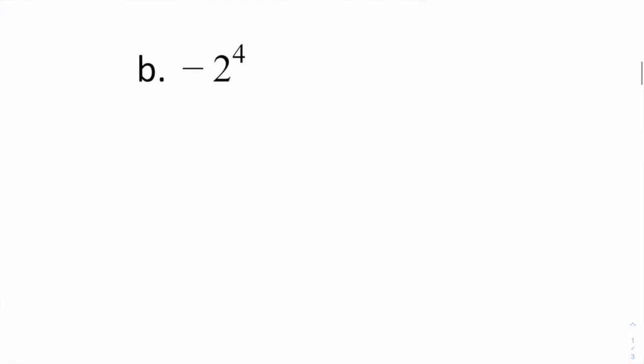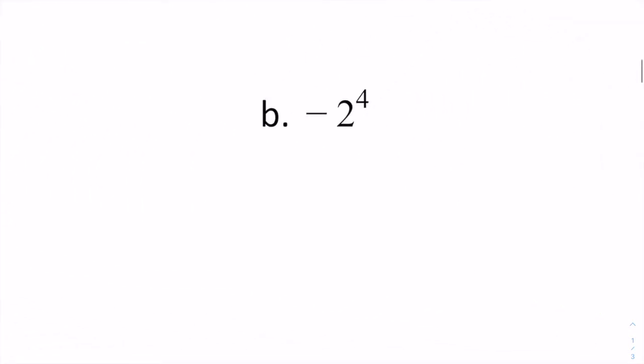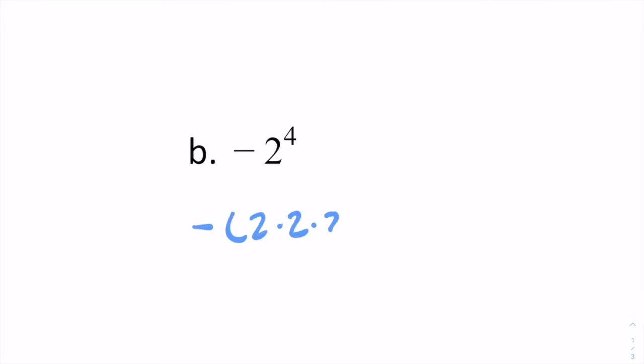All right, next example. This one is different too. You see how this one had parentheses, and this one doesn't? Remember, order of operations, you do exponents first. So this is actually negative of 2 times 2 times 2 times 2. You're going to do the exponent first and then multiply in the negative afterwards. This is why parentheses in order of operations are so important.